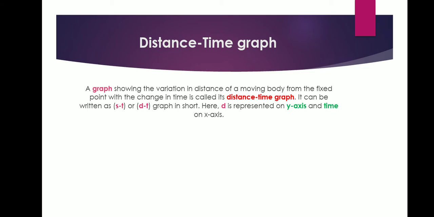Here we have the distance time graph. A graph showing the variation in distance of a moving body from a fixed point with the change in time is called its distance time graph. It can be written as S-T graph. Here S stands for distance and T is time, or D-T, you can say D-T graph in short. Okay? Here D is represented on the y-axis and time on the x-axis.